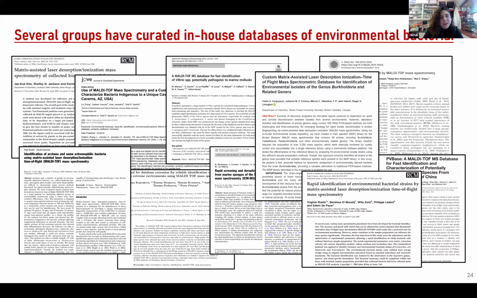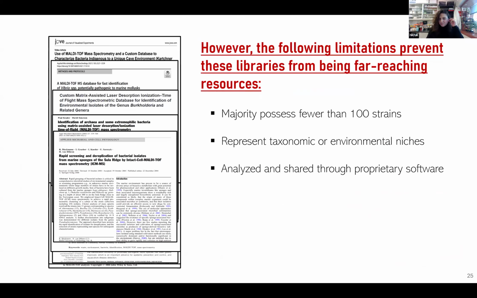So we see in the literature, there are several groups that have made efforts to create in-house libraries based on environmental strains. You have anywhere from cave bacteria to sponge-associated isolates to extremophiles. And you see this sprinkling of in-house libraries across many different groups. However, there are some limitations with these libraries that prevent them from being far-reaching resources. The majority of these efforts possess fewer than 100 strains. They represent taxonomic or environmental niches.